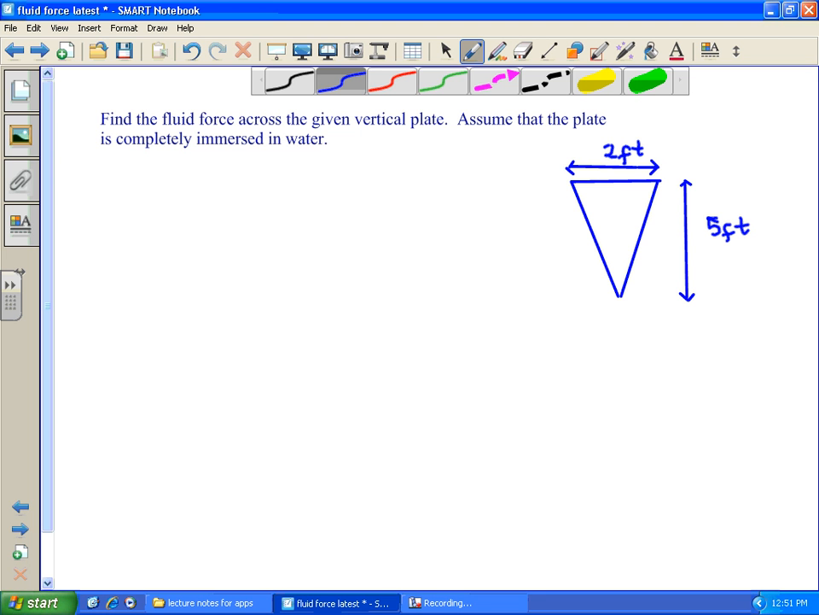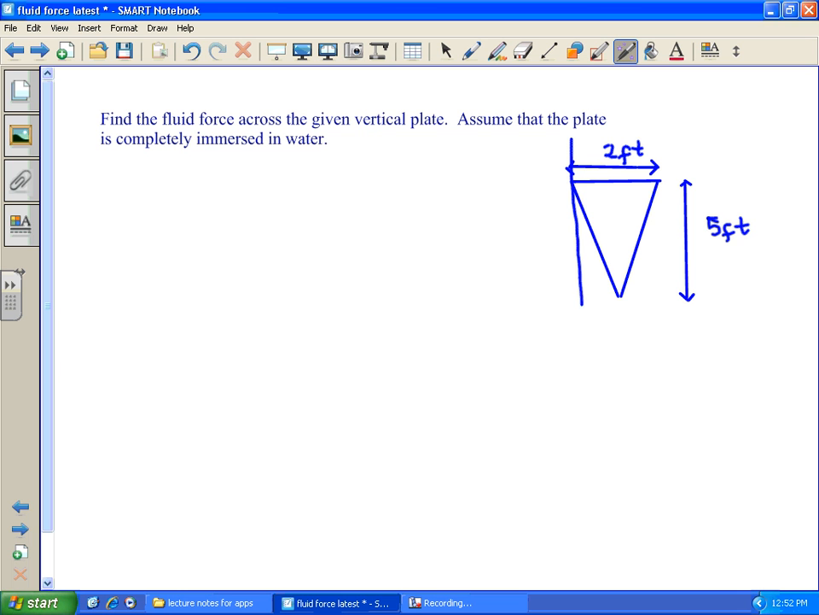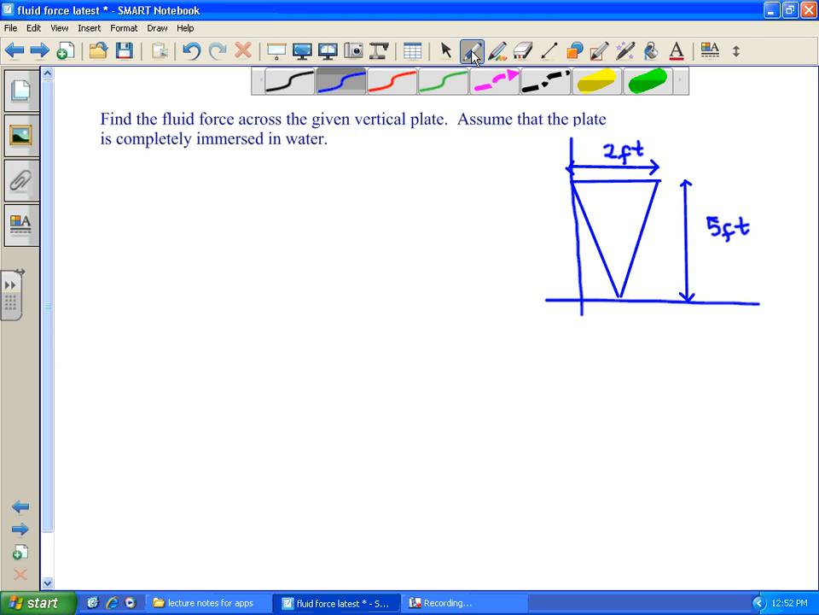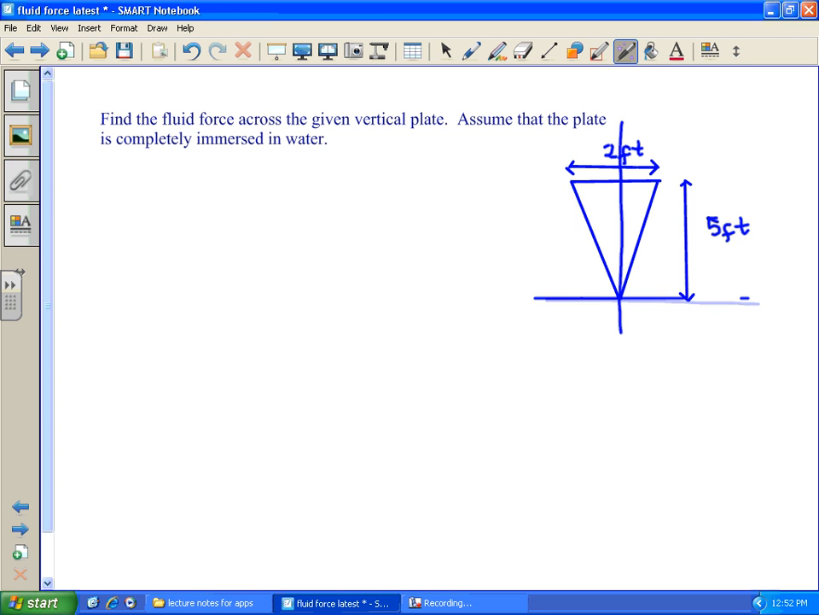So the first question that we face is, how would you put this on a coordinate system? Would you put it like this, maybe? Or would you put it like this? The first or the second? You have a choice. You could really go either way. But which one do you think will make the problem a little bit easier?